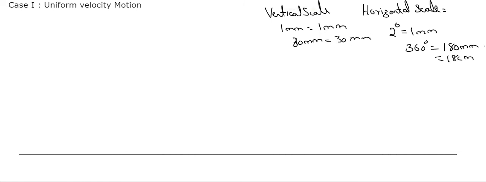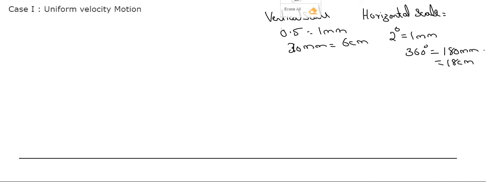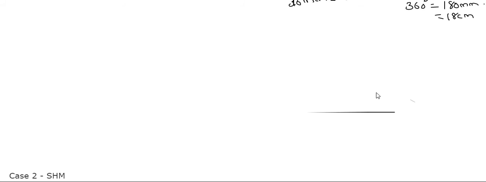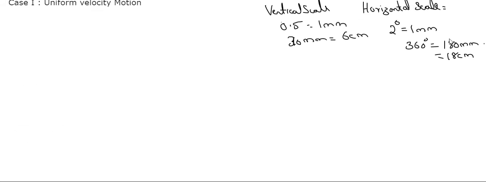Or if you want to draw it a little larger, which I am going to do now, I am taking it as 0.5 mm as 1 mm. So I can draw a larger diagram, which is easier to explain. And so the 30 mm lift will be 6 centimeter. So these are the two scales you have to mention in the beginning. So let's erase this one. Okay, so let's start drawing the displacement diagram for the uniform velocity motion.